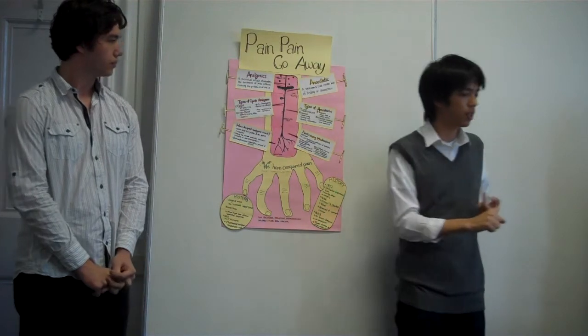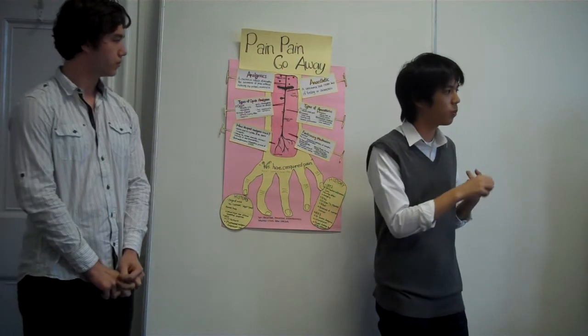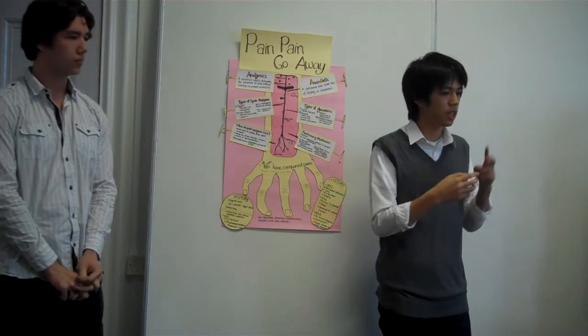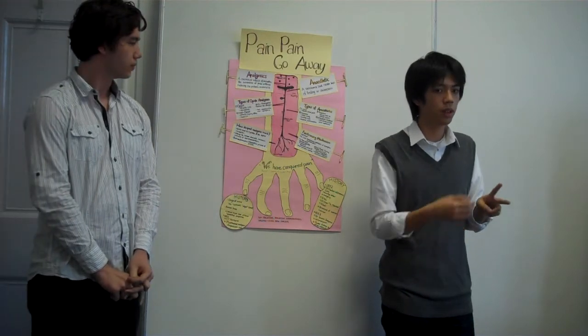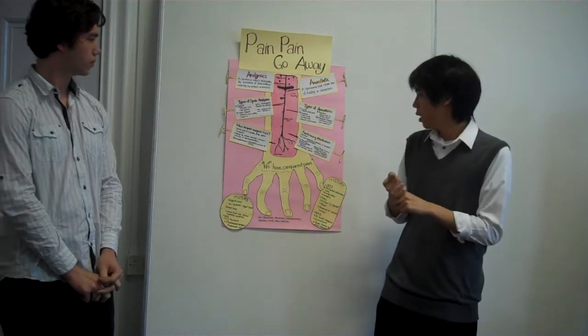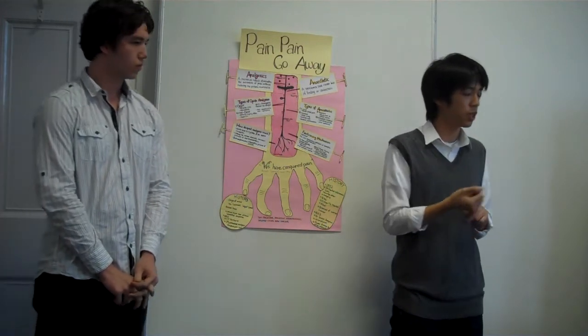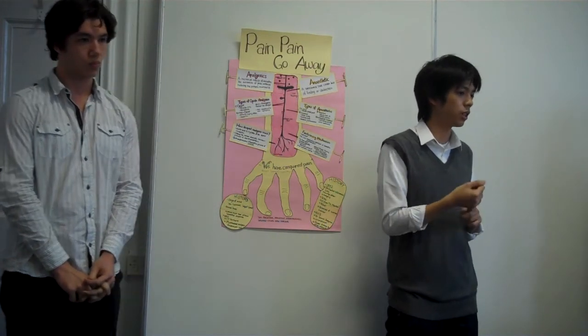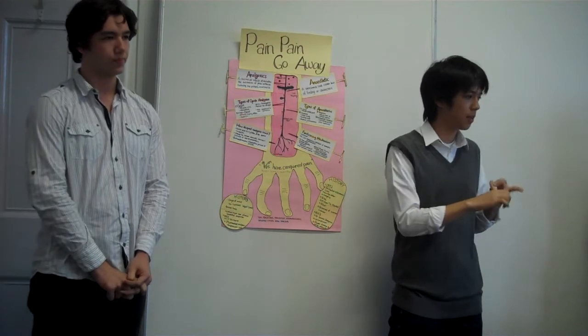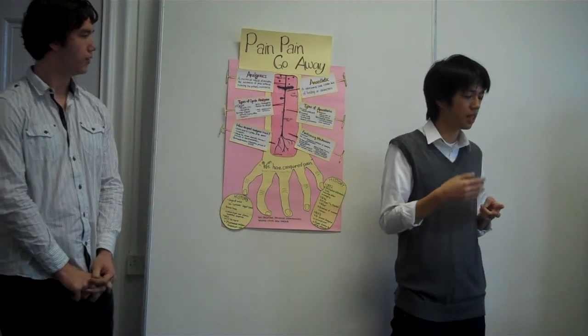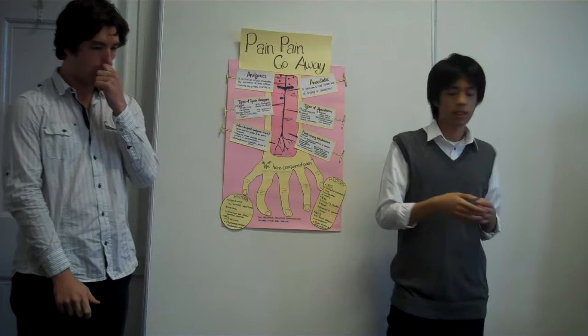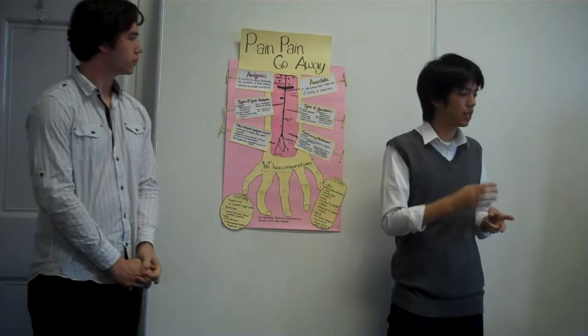The second theory is called the dual process model, which has two steps. The first is that it inhibits the excitatory neurotransmitters such as acetylcholine or glutamate. The second step is that it enhances the inhibitory neurotransmitters such as GABA or glycine.